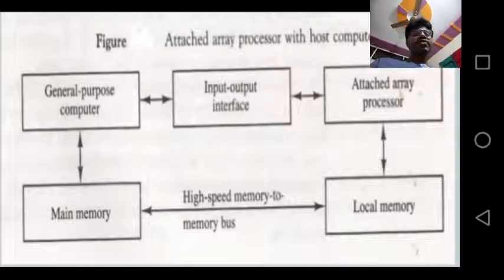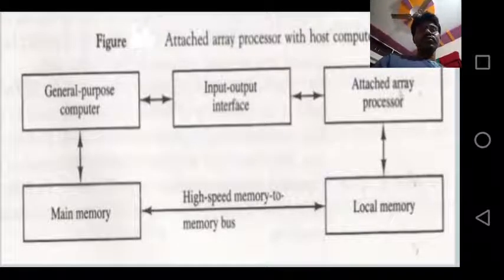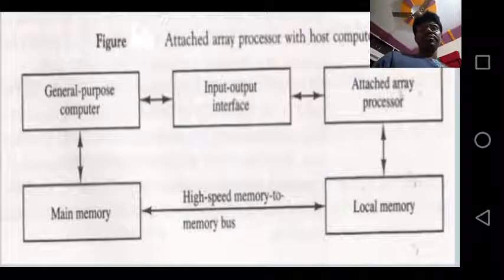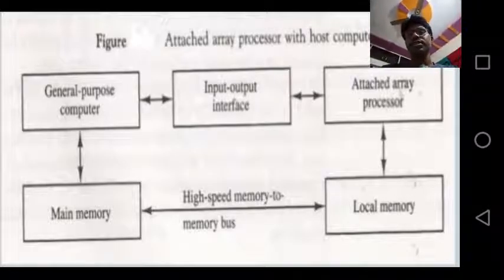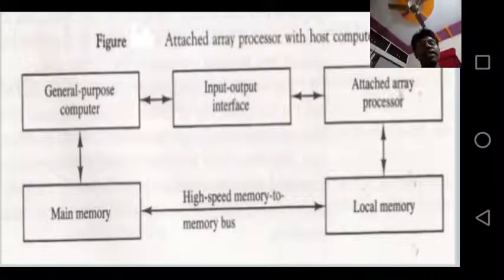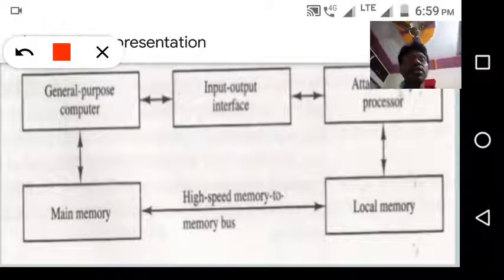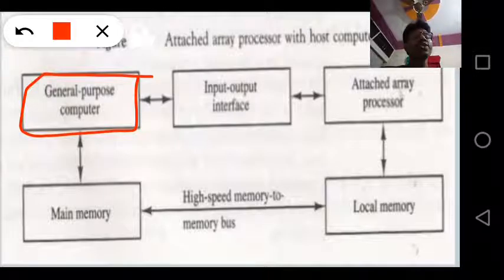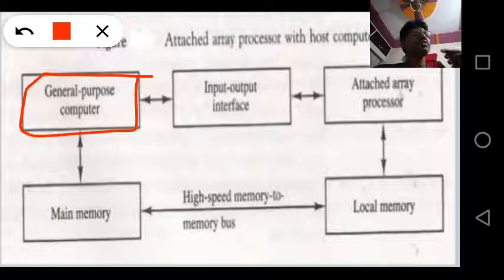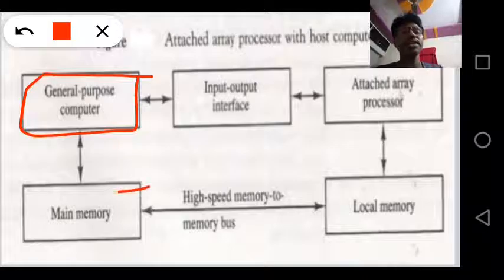Let's try to understand the figure here. The figure contains an attached array processor with a host computer. This is a general purpose computer which has only the capability of performing sequential computation. Now it has main memory.